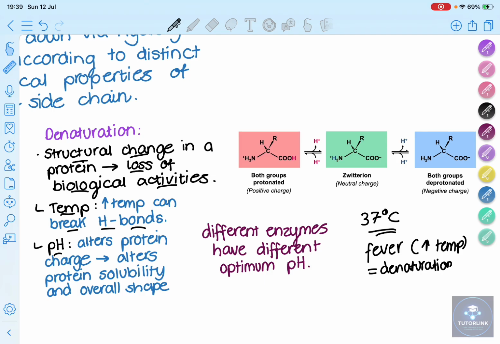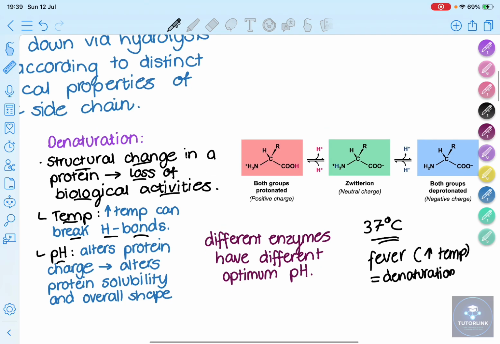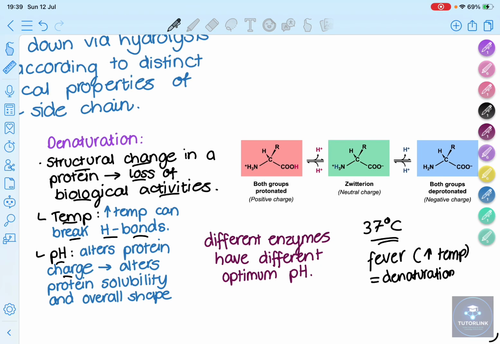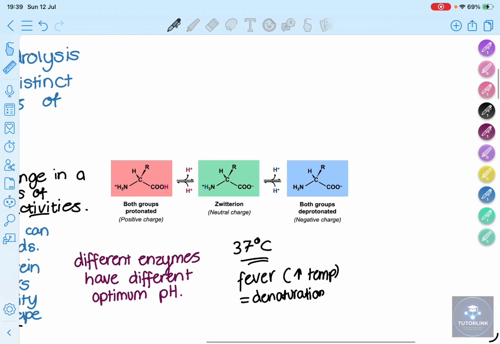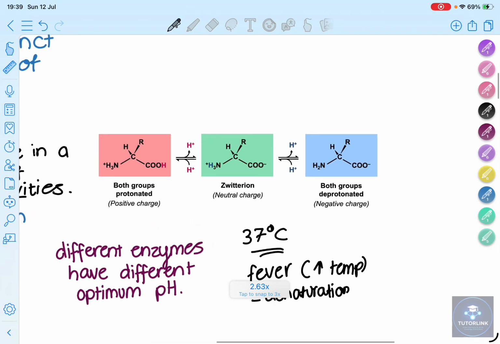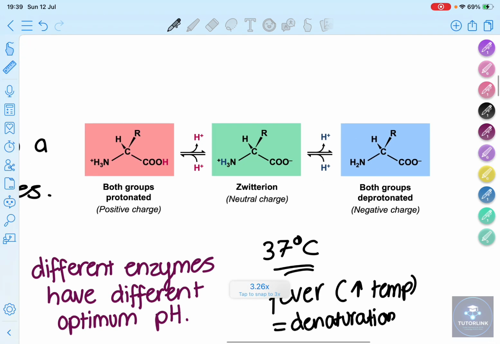Okay, now the next thing is pH. So pH alters the charge, which then alters solubility and the overall shape of the protein. So that brings us to this concept of Zwitterions. A Zwitterion is basically when you have a neutral molecule that contains both positively and negatively charged regions.